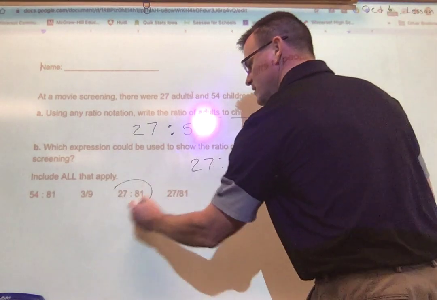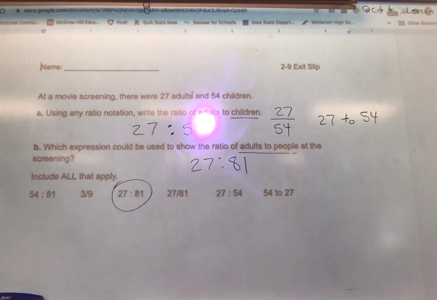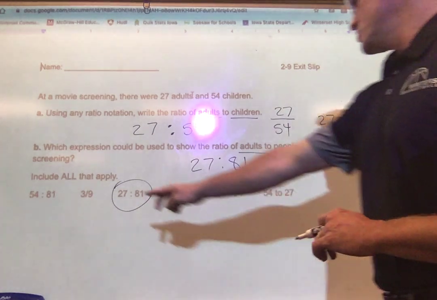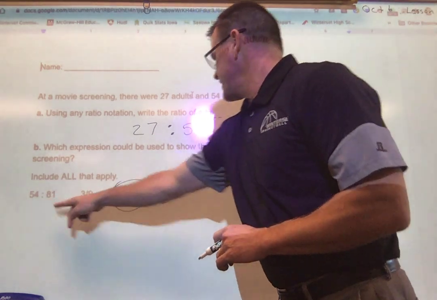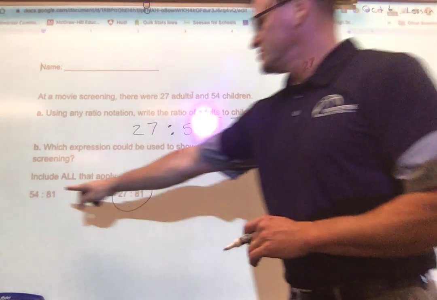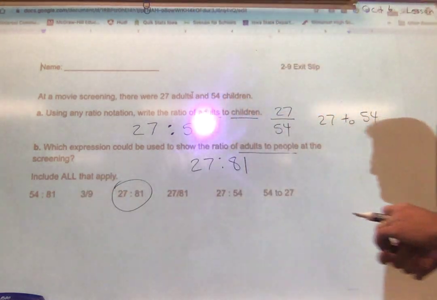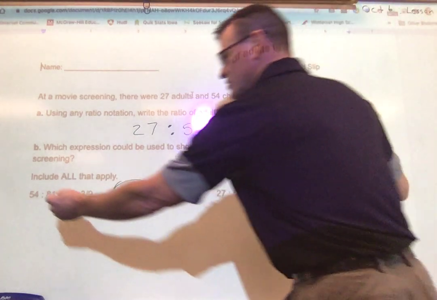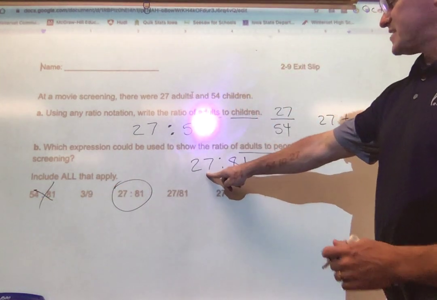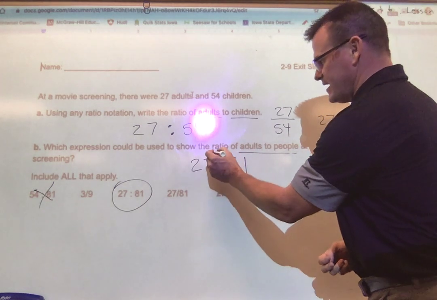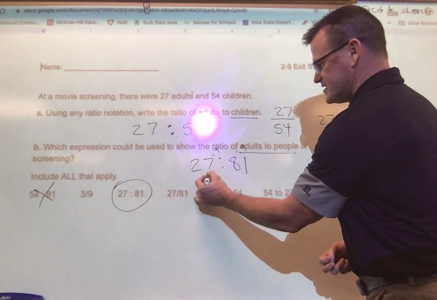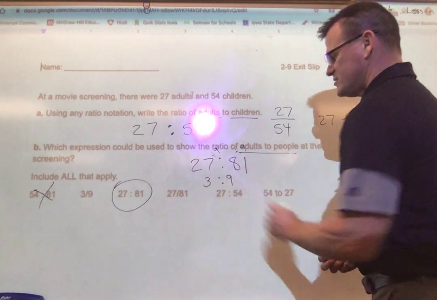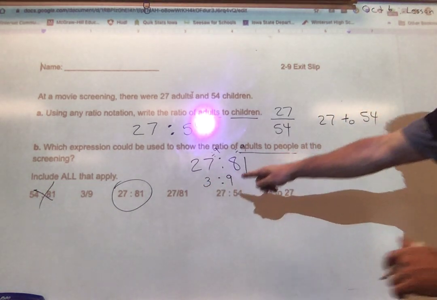So I already see one, 27 to 81. But I know I can have other forms of this. If I multiply or divide both sides by the same thing, we know we keep that ratio the same. So as I'm looking through this one, already I know 54 to 81, well, they're talking about the children. That's children to whole. So in that case, we know that's not adults to people. So that one's out. If I change forms here, if I divide both of these by 9, this could change to a 3 to 9 ratio. Okay, so I see that option here.